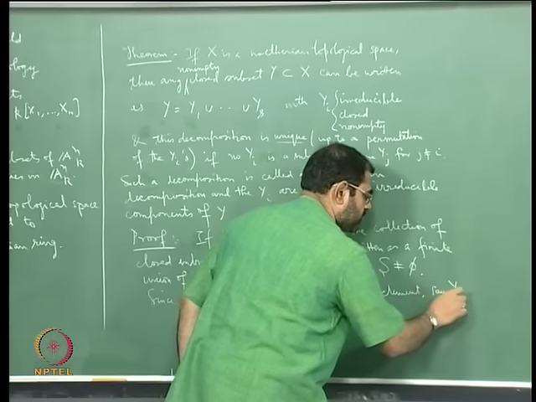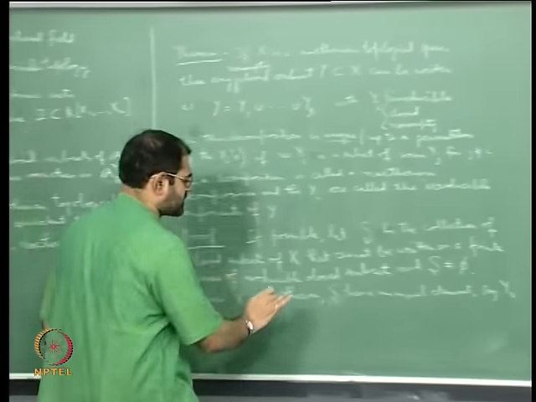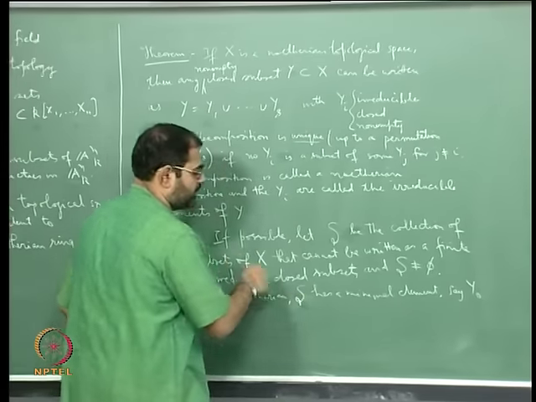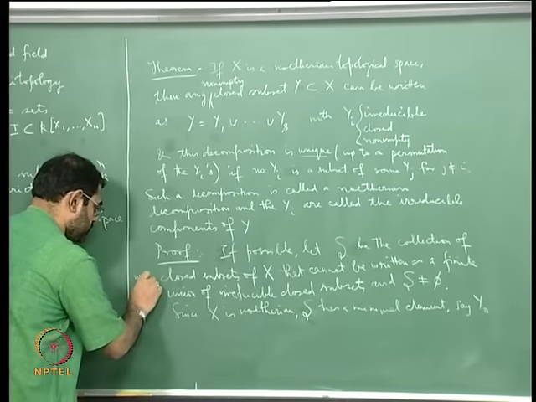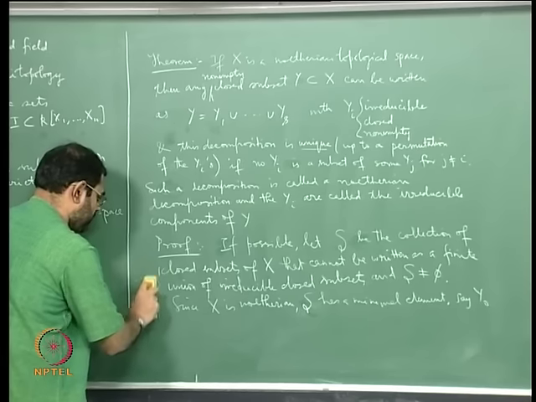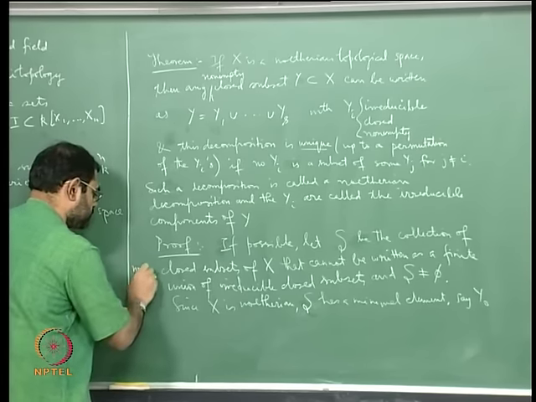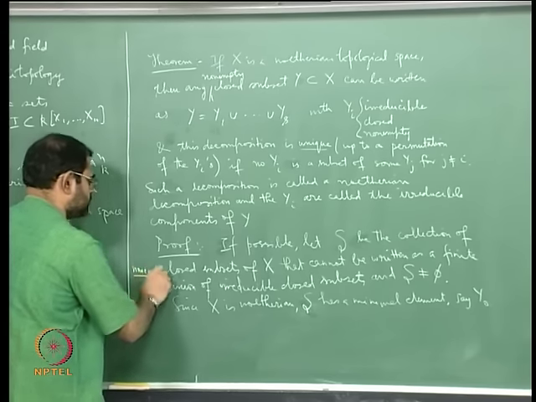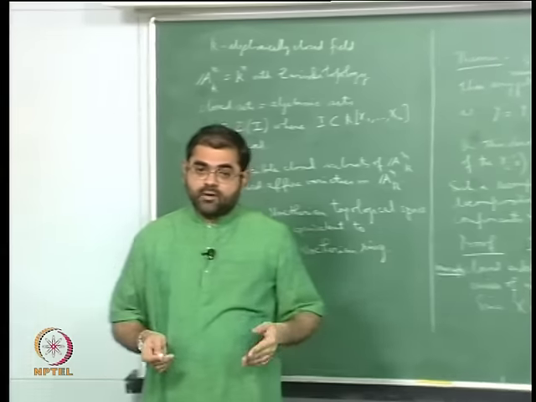Say Y naught. So Y naught is a kind of smallest subset in S. It's a closed, of course non-empty closed subset. You'll have to be careful about this. It should be non-empty closed, because of course this decomposition is only being made for a non-empty closed set.